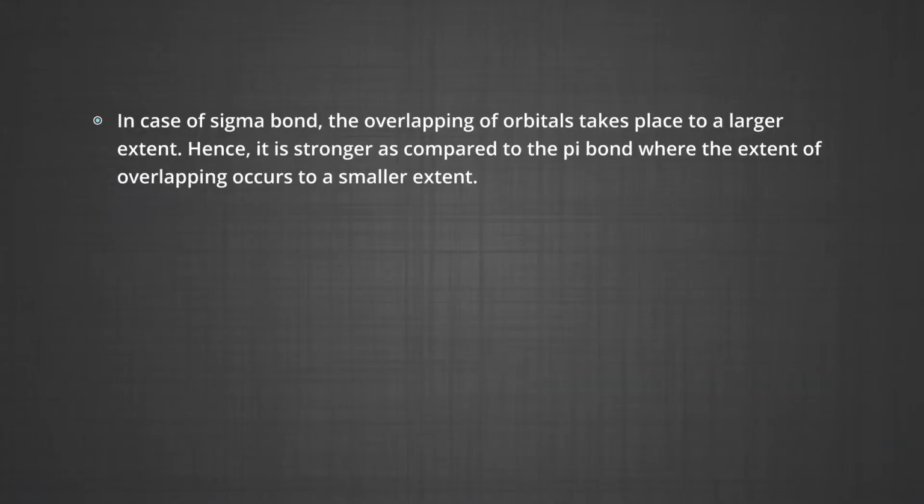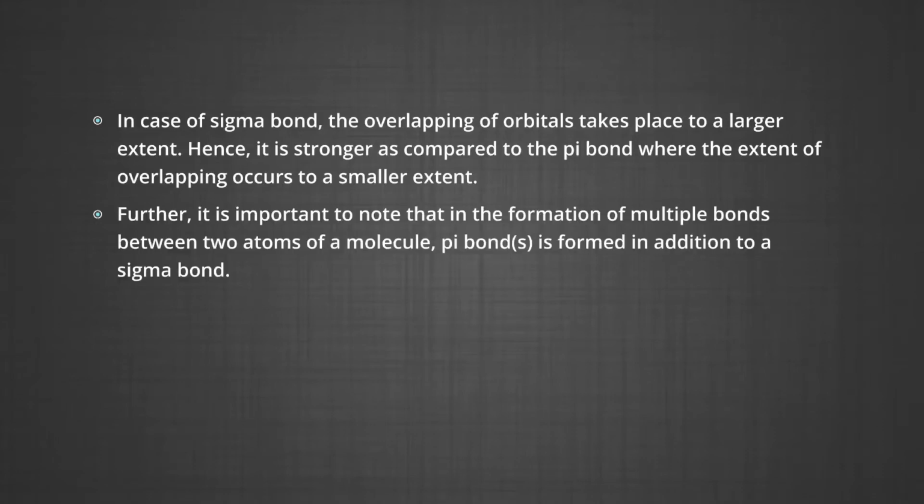Now let us discuss the strength of the sigma and the pi bonds. Basically, the strength of the bond depends upon the extent of overlapping. In the case of a sigma bond, the overlapping of the orbitals takes place to a larger extent. Hence, the sigma bond is stronger as compared to the pi bond, where the overlapping occurs to a smaller extent. Further, it is important to note that in the formation of multiple bonds between two atoms of a molecule, pi bonds are formed in addition to a sigma bond.